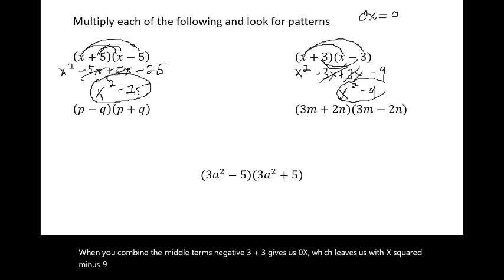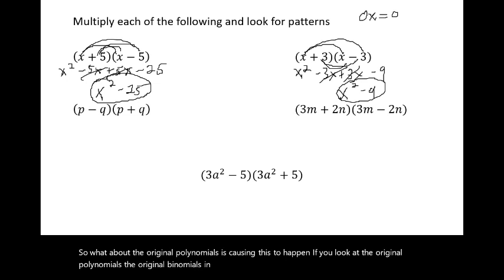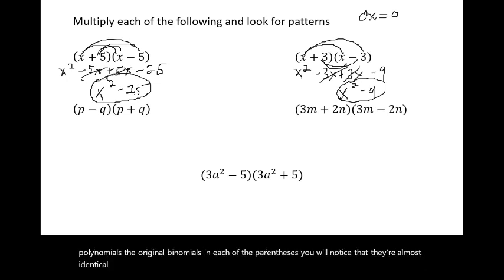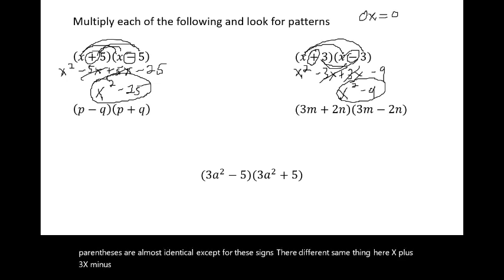So what about the original polynomials is causing this to happen? If you look at the original binomials in each of the parentheses, you will notice that they are almost identical except the sign in the middle. So we have x plus 5, x minus 5. Again, the two parentheses are almost identical except for these signs. They're different. Same thing here, x plus 3, x minus 3. They're the exact same except for the sign in the middle. That is what is causing the middle terms to cancel out.